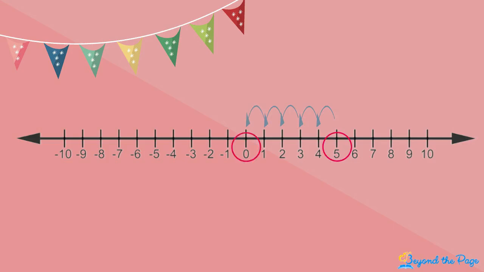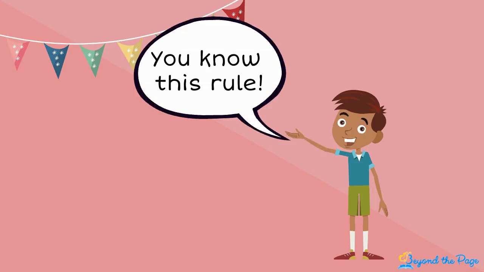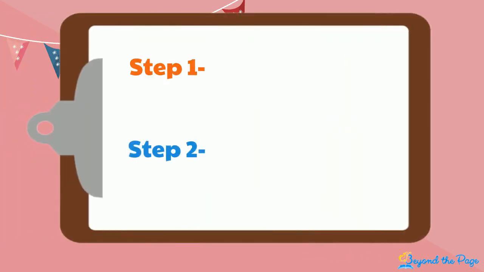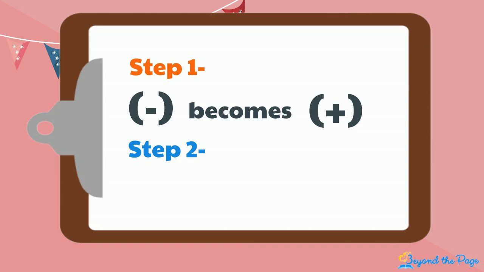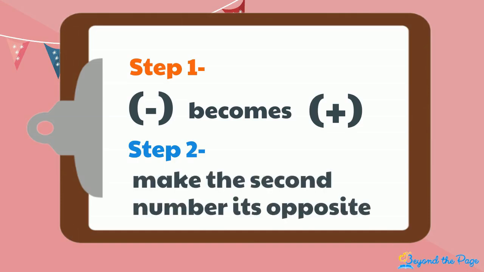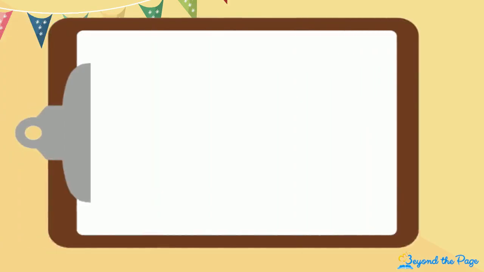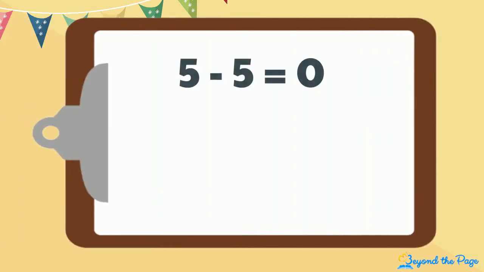So, how can you find the same answer using the additive inverse rule? There are two steps you use to change subtraction to add the opposite. First, change the subtraction symbol to an addition symbol. Second, change the number that follows to its additive inverse, or the opposite of the number. In the example problem, 5 minus 5, what is the additive inverse of the 5 that comes after the subtraction symbol? The additive inverse, or opposite of 5, is negative 5.